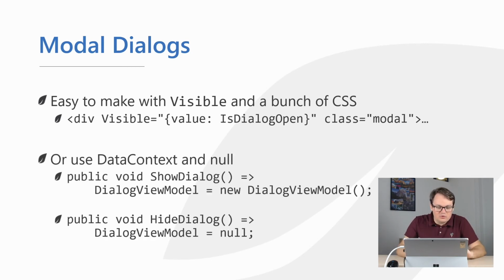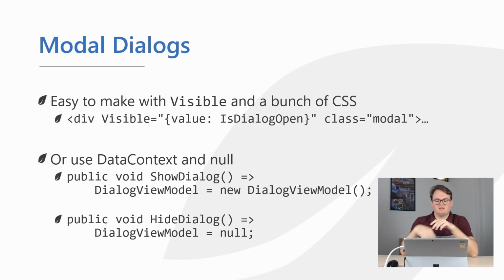Also, you can use the data context. There is a special feature of data context in DotVVM. If the data context is null, the element will be hidden and removed from the page. And whenever the value returns to the data context, when you set something other than null, the element will be recreated. So you can also show and hide the modal dialog using the data context.